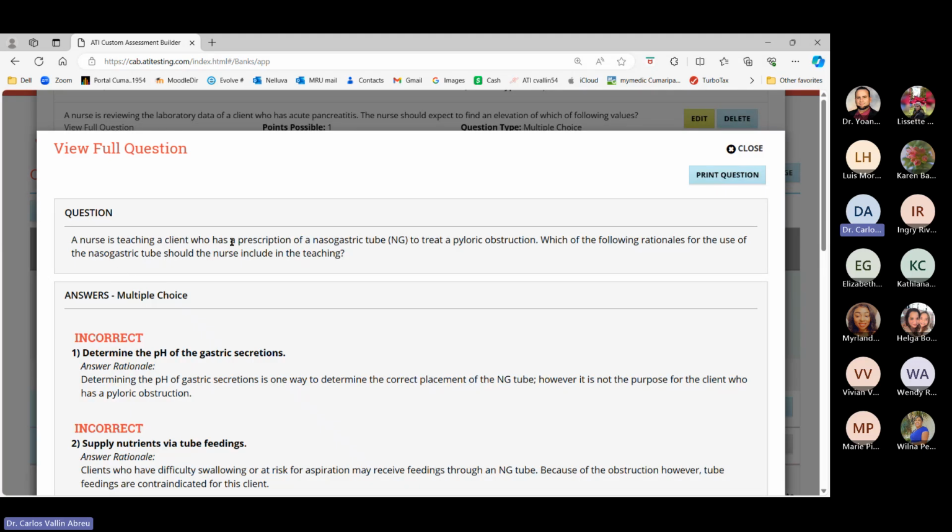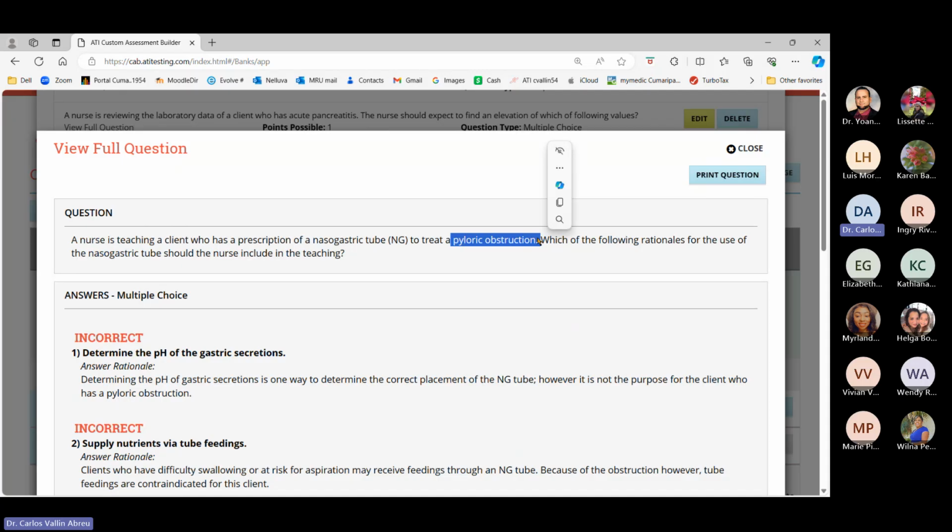A nurse is teaching a client who has a prescription for a nasogastric tube to treat pyloric obstruction. Everybody knows what the pyloric valve is. Sometimes there is pyloric obstruction in an adult because there is an ulcer, for example, near this area, and what appears is called pyloric syndrome. It's similar to congenital pyloric hypertrophy in newborns.